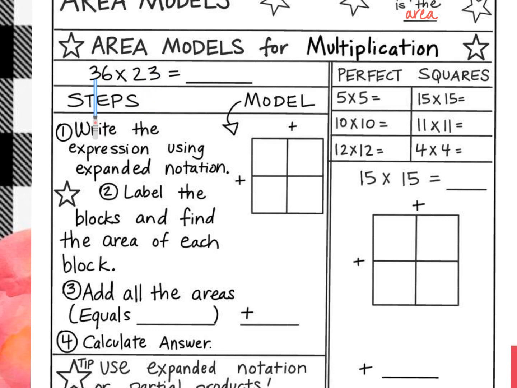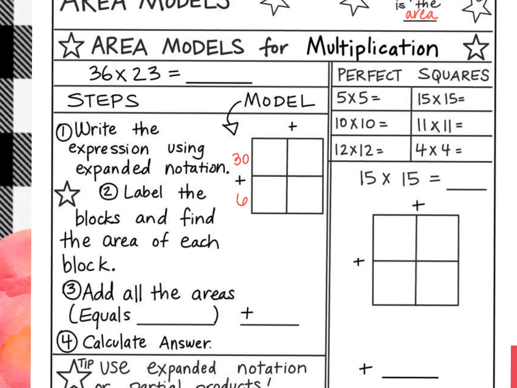So if I am trying to figure out what the 3 is worth, first I have to know what place the 3 is in. Tens. It's in the tens place. So if I have 3 tens, how much is that equal to? 30. So I'm going to put 30 here. Plus, how many ones do I have in that number? 6. Okay, so I put a 6 there.